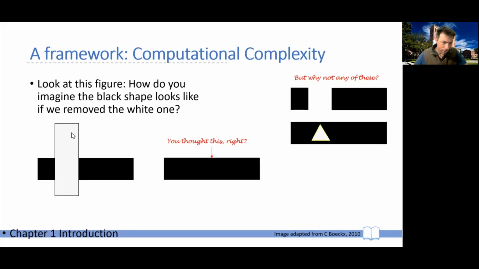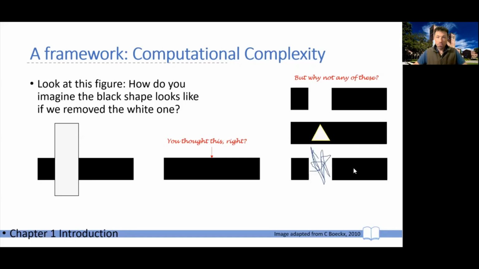Could be that if I removed the white bar, what I would see is a black bar that has in it a hole in the shape of a triangle with a yellow border. Why not? It fits, right? You could totally imagine this being under there. It fits. You know what? Could be this. It could be that there's the two flanking rectangles and a scribble under it.